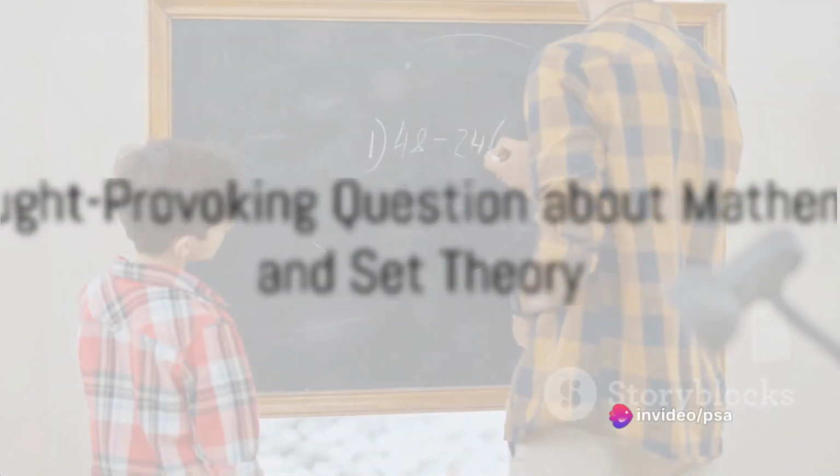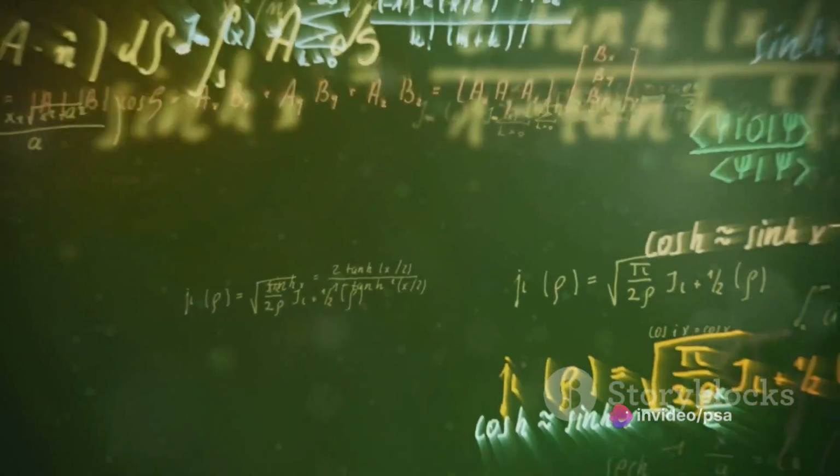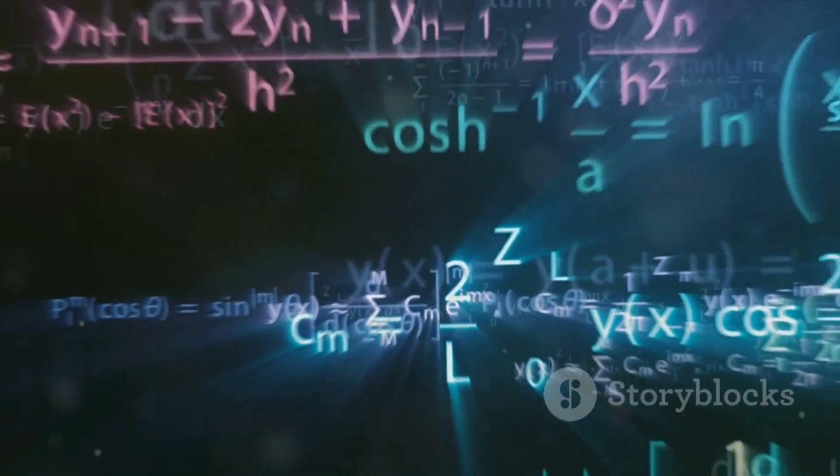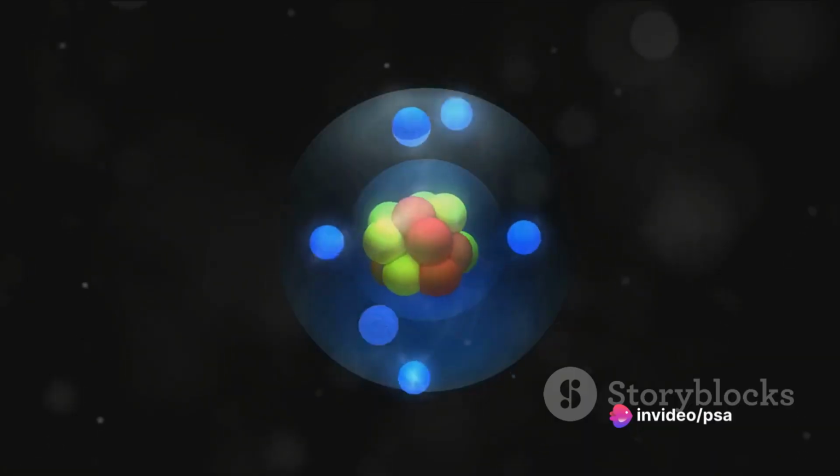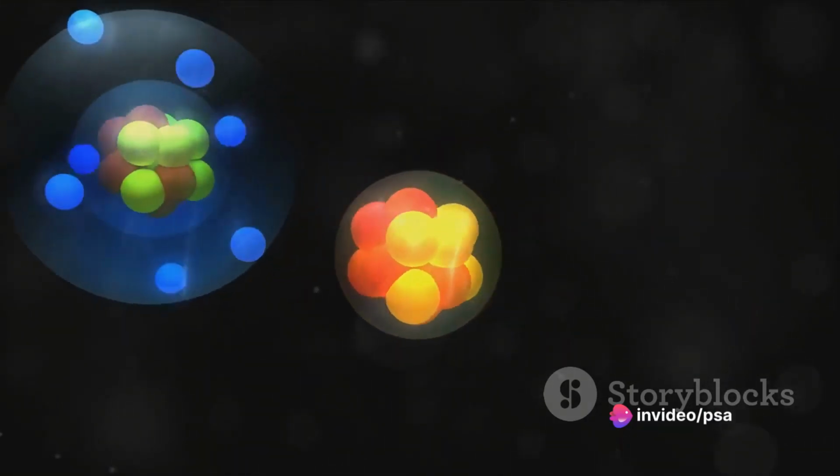Have you ever pondered the question, what is the nature of mathematics and where does set theory fit into it? Mathematics, in its essence, is a language of abstraction, a tool to decode the universe's patterns. Set theory, an integral part of this language, lays the groundwork for nearly all mathematical disciplines. It's like the atomic structure that forms the basis of all matter.